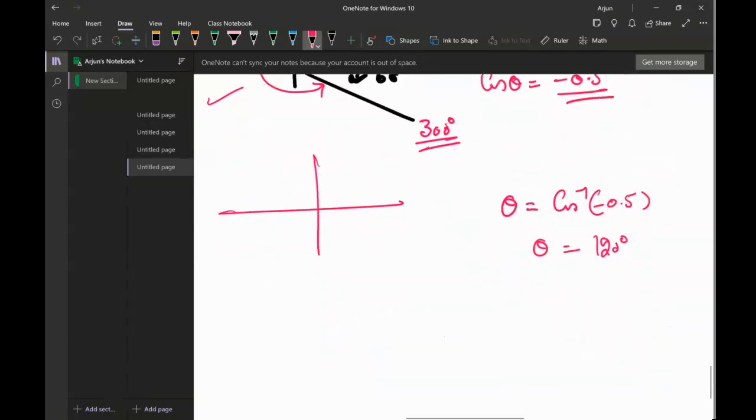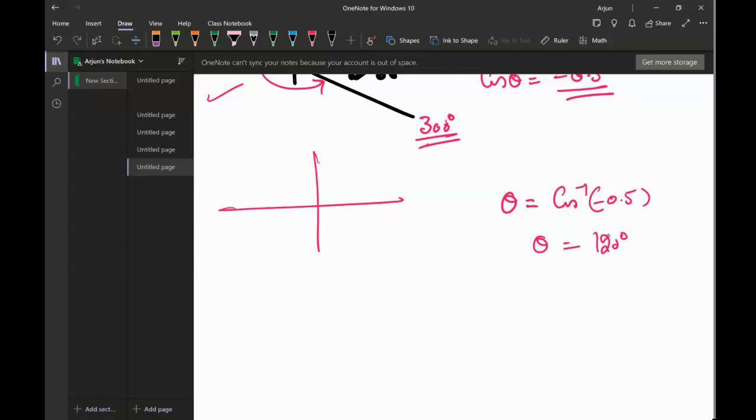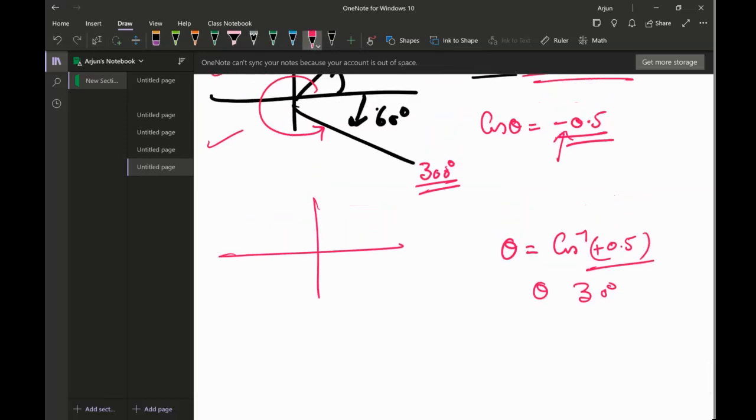Or an easier way to do this, if your calculator doesn't give you 120 degrees, you just find the positive value. You find the cos inverse of positive 0.5, that will be 60 degrees. But because our objective is negative, negative is telling me it is in this quadrant. So this will be 30 degrees here. Well, not 30 degrees, it should be 60 degrees.